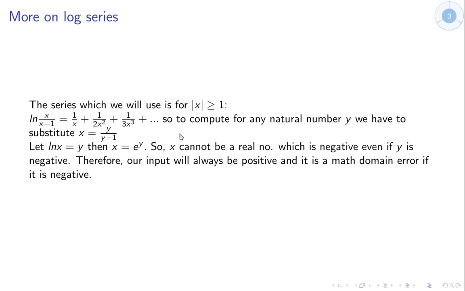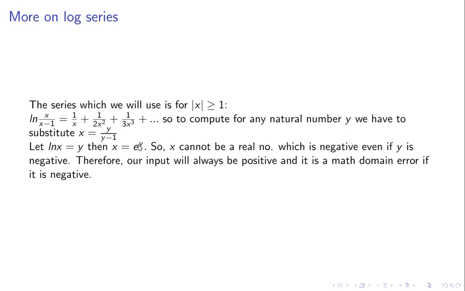What if we want greater than 1? Log of 1 is always 0, so we will not really compute that. Now, for greater than 1, the expansion of log x by x minus 1 is given like this. If you want to compute for any natural number y, then you can substitute this equal to y, x by x minus 1 is equal to y, that will give you x is equal to y by y minus 1. Now, since log of x is equal to y, then x is equal to e to the power y. So, x cannot be a negative real number, even if y is negative. If y is negative, then x would become a fractional number.